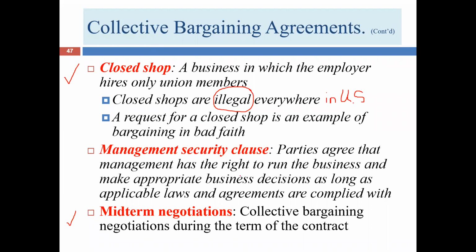A management security clause doesn't always have to exist, but it's pretty common, that the parties agree that management, in other words the company, will have the right to run the business and make appropriate business decisions as long as the appropriate laws and agreements, such as the collective bargaining agreement, are complied with. So the union doesn't get to say, well, we don't like the way you're pricing your product, or if you're Ford Motor Company, we don't think the new features on this car are a good idea. If there's a management security clause, the union doesn't have an avenue for discussing those issues.